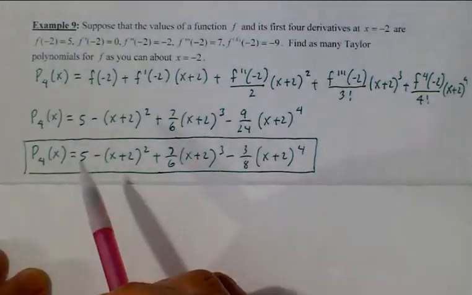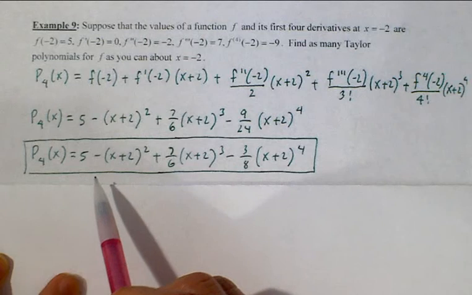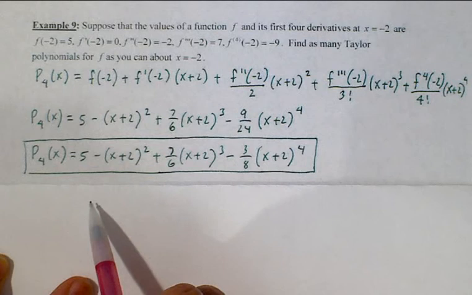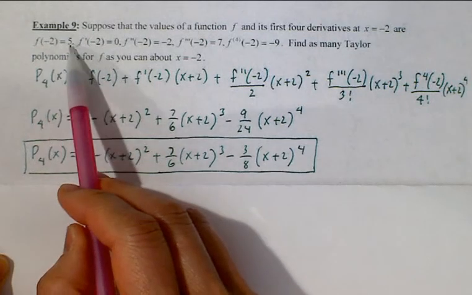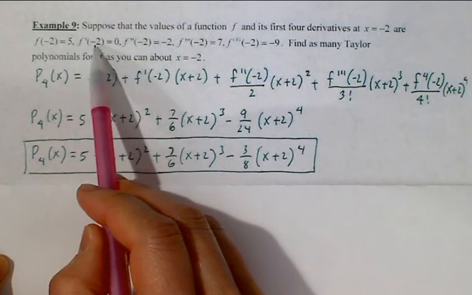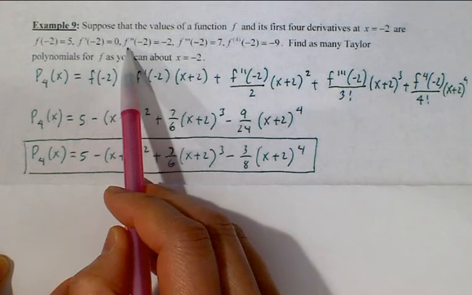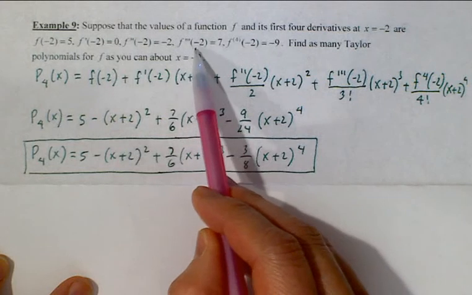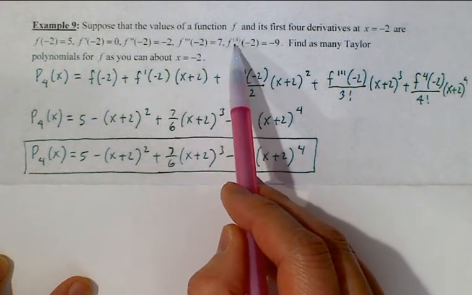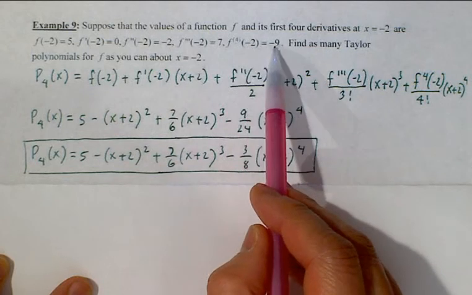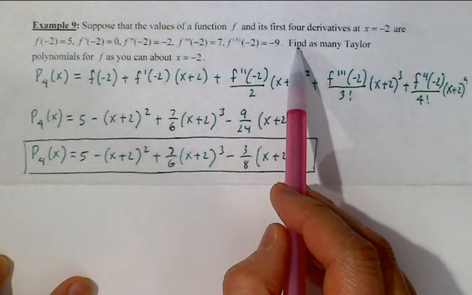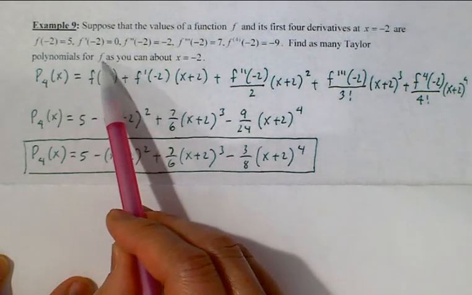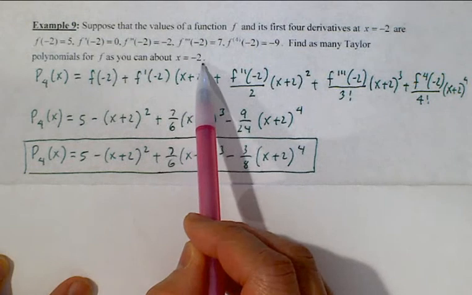It says, suppose that the values of a function f and its first 4 derivatives at x equals negative 2 are f of negative 2 is equal to 5, f prime of negative 2 is equal to 0, f double prime of negative 2 is equal to negative 2, f triple prime of negative 2 is equal to 7, f fourth derivative of negative 2 is equal to negative 9, and then it asks you to find as many Taylor polynomials as you can for f about x is equal to negative 2.